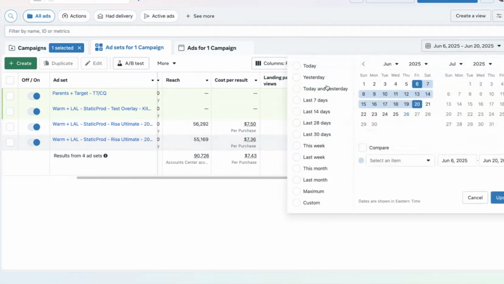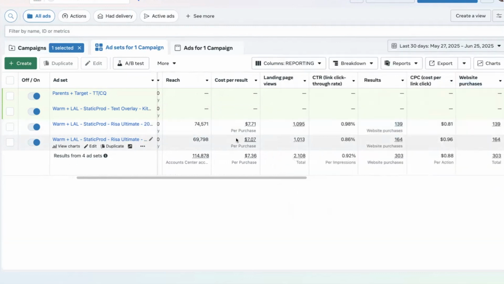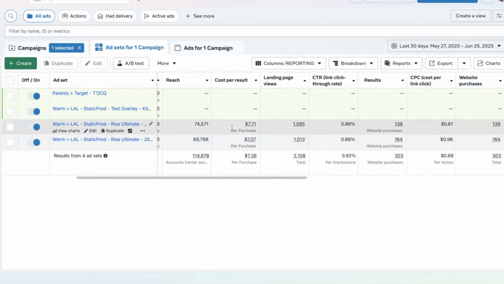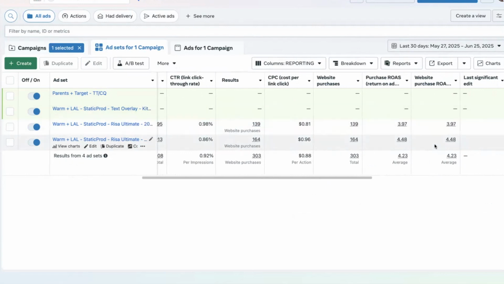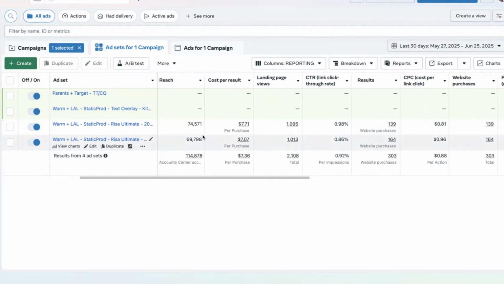And now if we look at the last 30 days, you'll see the cost per purchase continues to drop. This one's at $7.07 with about 4 to 4.5 ROAS. So that's amazing for this specific client. We have not seen this low of cost per purchase numbers in any ads that we've previously run before. We've gotten in the 8s, but we're usually in like the 10 to 12 range. So to get $7 cost per purchase is pretty amazing.